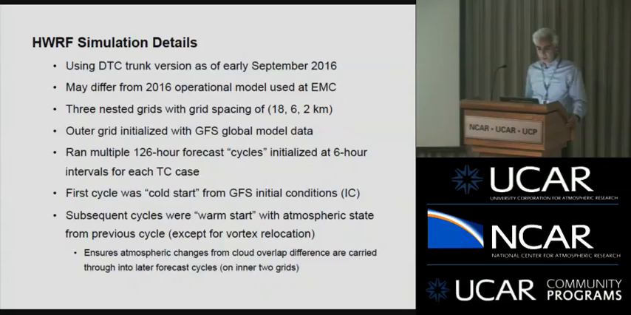The model uses 3 nested grids with a grid spacing of 18, 6, and 2 kilometers in the inner grid. The 2 inner grids move with the storm. The outer grid is fixed, and it's initialized with GFS global model data.